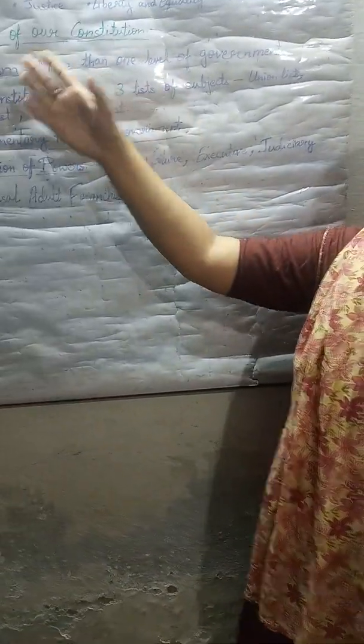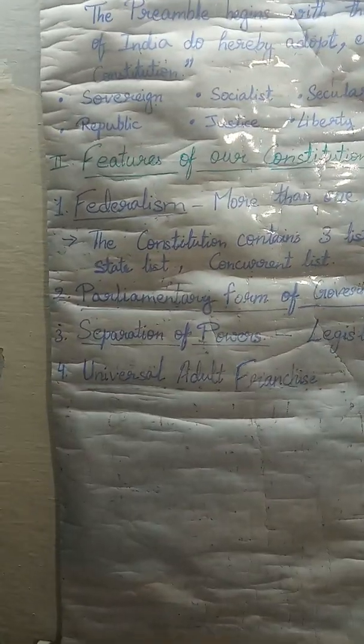Federalism means where there are different levels of government. Fine. There is not only a single government ruling the whole country. That means it should not happen that only the government at the center, or the union government, is ruling the complete country. Why? Because this will create a haphazard type of situation. Therefore, our constitution follows federalism, which means that there is more than one level of government in the country.